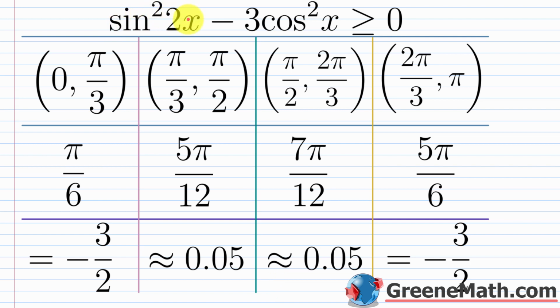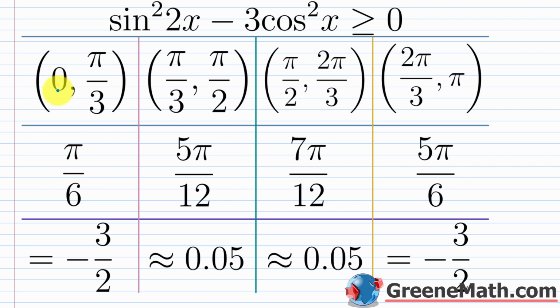So sine squared of 2x minus 3 cosine squared x. Where is that greater than 0? We don't care about where it's equal to 0 because we already know that. It's going to be at pi over 3, pi over 2, and 2 pi over 3. We've already established that. So basically looking for where it's greater than 0, we're going to plug in something in that interval and just test, and we'll look at what we get and see if it's positive, we'll accept it. If it's negative, we'll reject it.